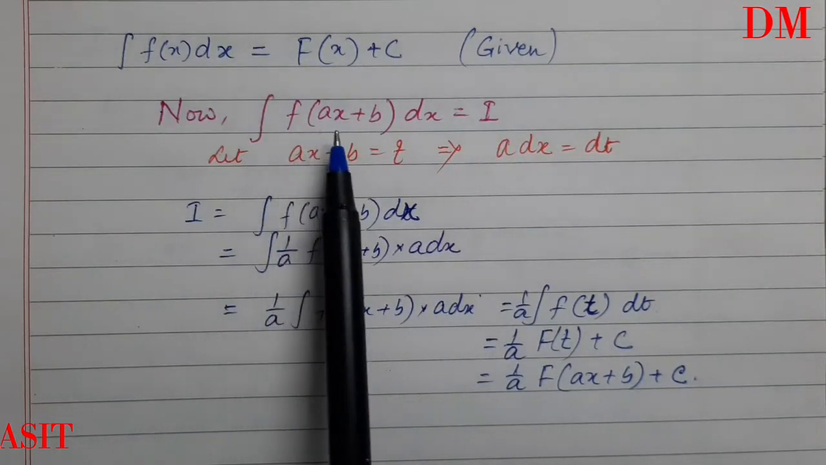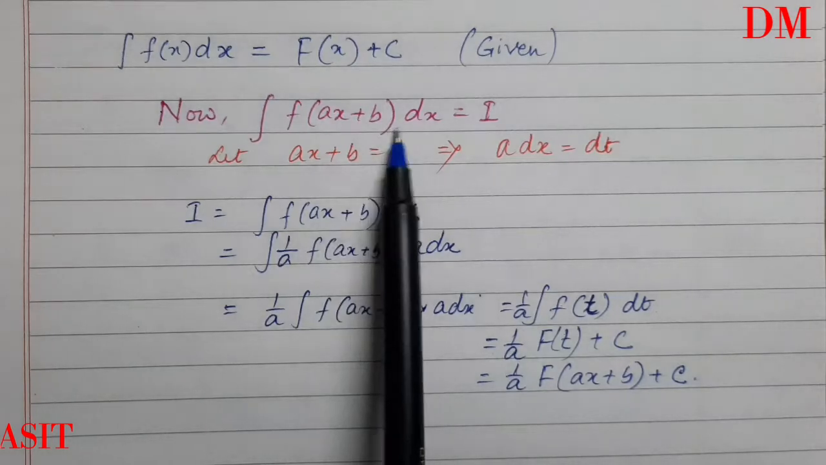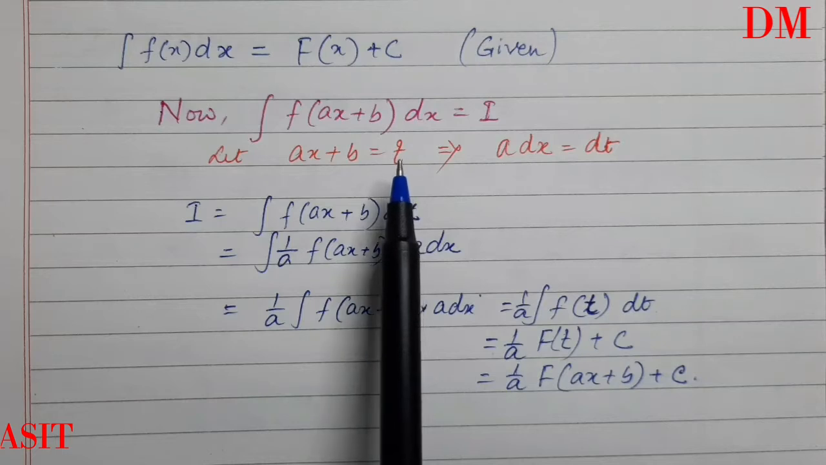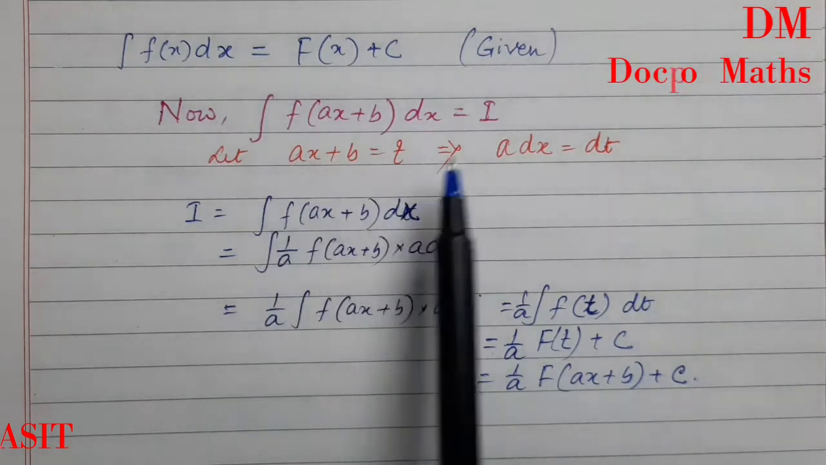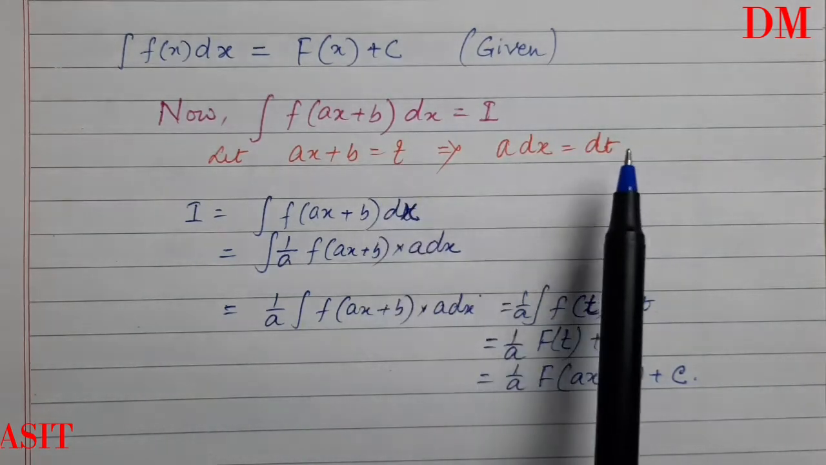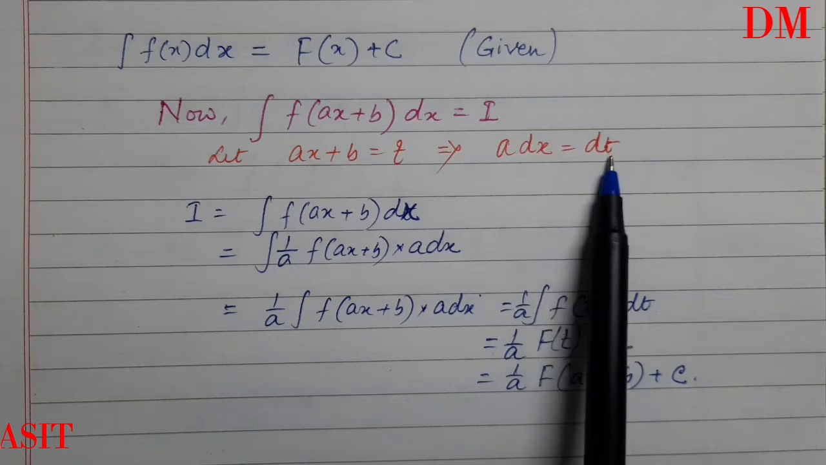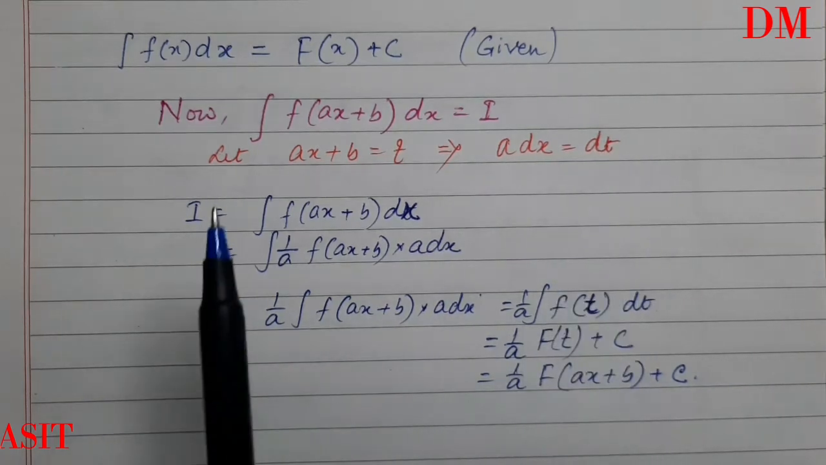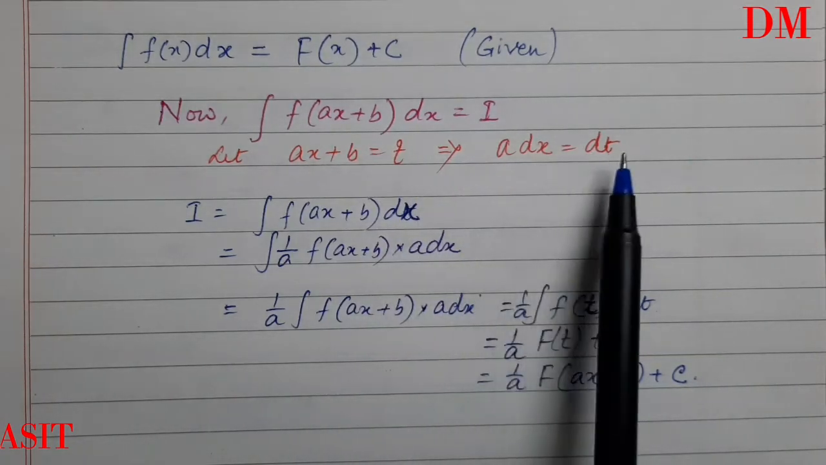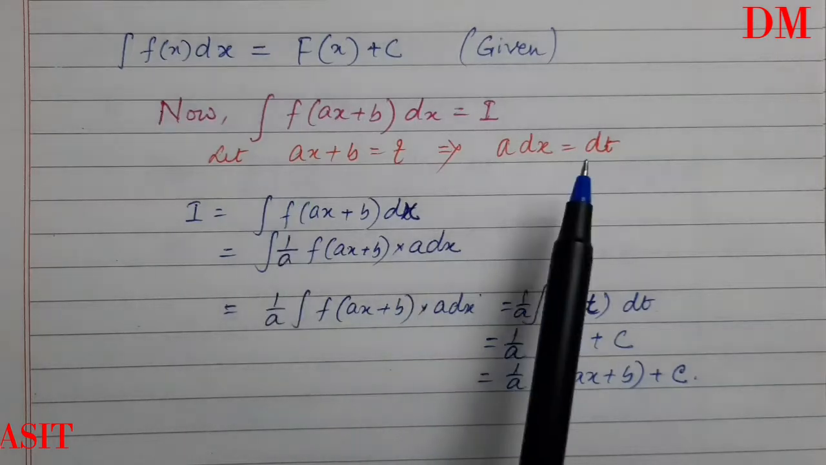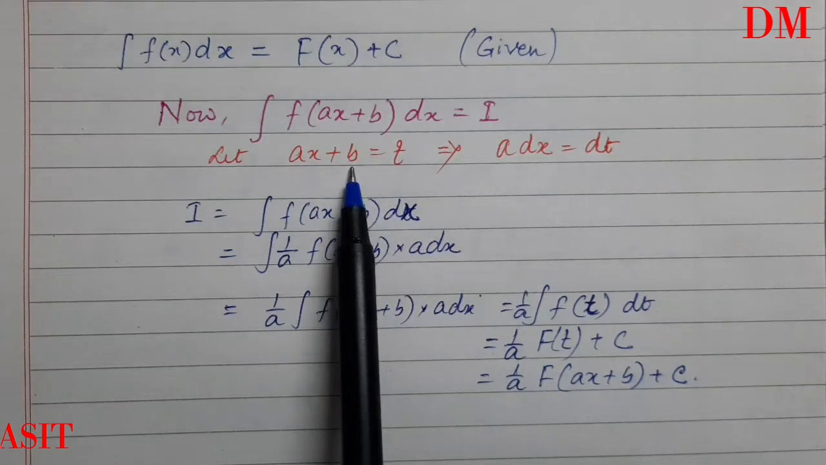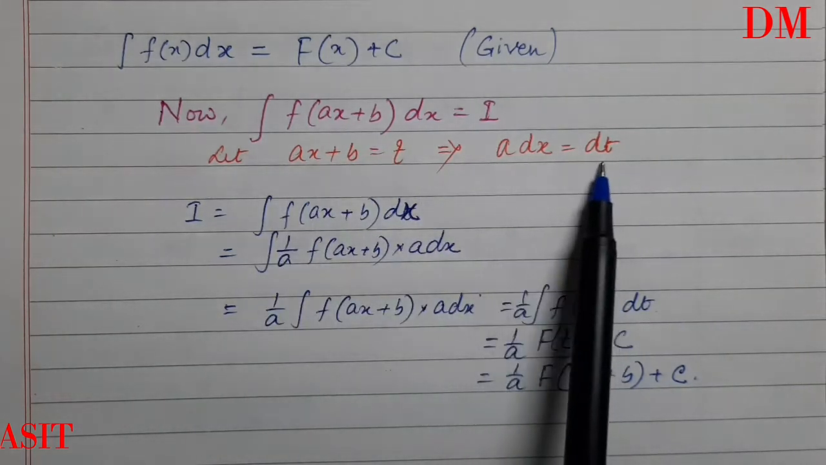Now we can assume ax plus b as a variable t. Just like in the previous proof I assumed z, I can assume t also. We need to remember, whatever I assume, we need to make sure that we take the differential of the respective variable. So ax plus b equals t. This implies a dx equals dt. Why dx? Because the differentiation of x is 1 only and the differentiation of b is 0. So therefore a dx equals dt.